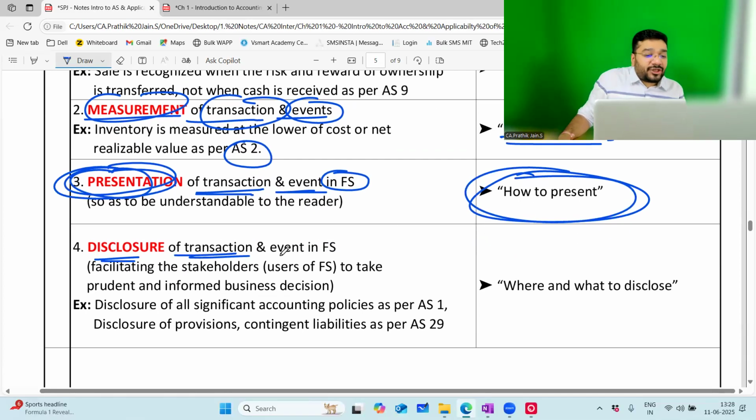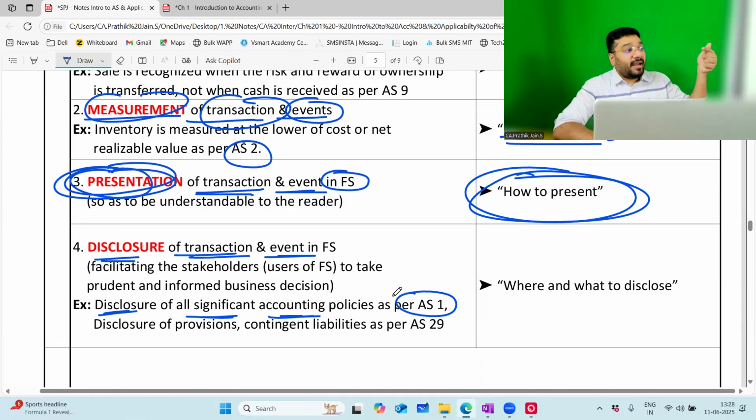Disclosure of the transactions and events in the financial statement. Disclosure of all significant accounting policies. In AS 1 you'll study why and how all the accounting policies have to be disclosed. Why you have to disclose, how to disclose, AS 1 will teach us.